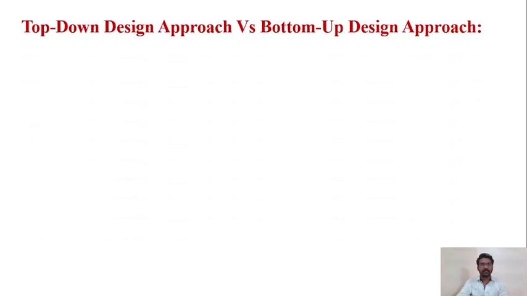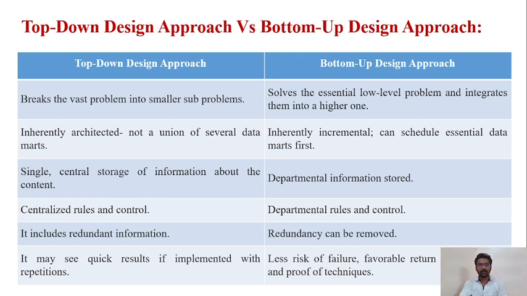Next we will see the top-down design approach versus the bottom-up design approach. Some key points of difference have already been discussed, and a few are given here. For example, centralized rules and control in top-down, versus departmental rules and control here. Top-down includes redundant information, and redundancy can be removed. Departmental information is stored in the bottom-up approach, whereas here there is single or central storage of information about the content. So these are the points that differentiate the two approaches.